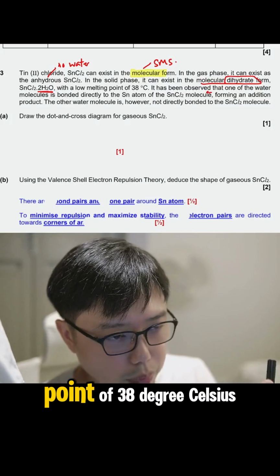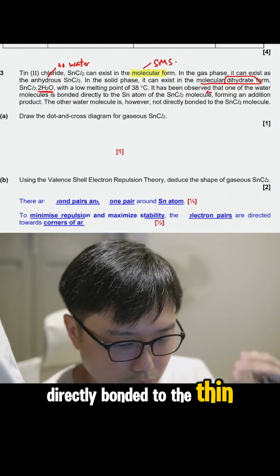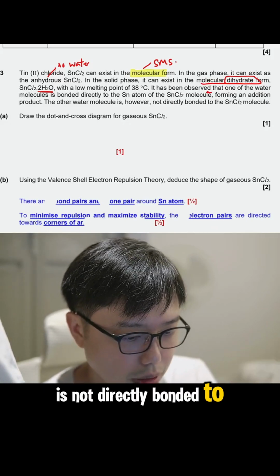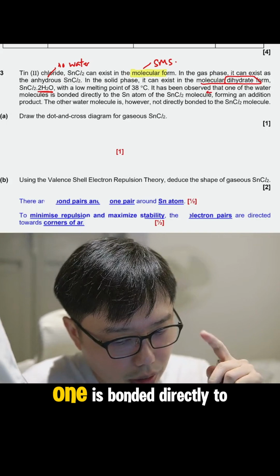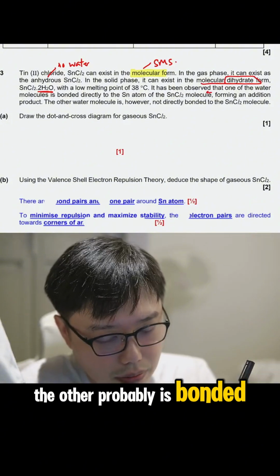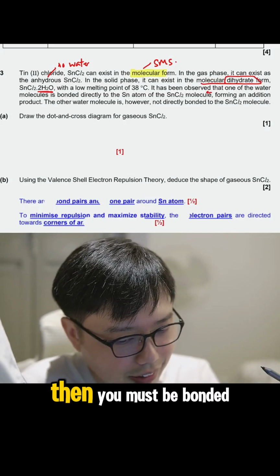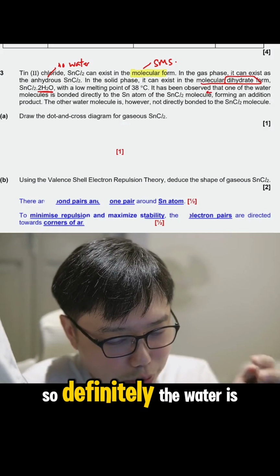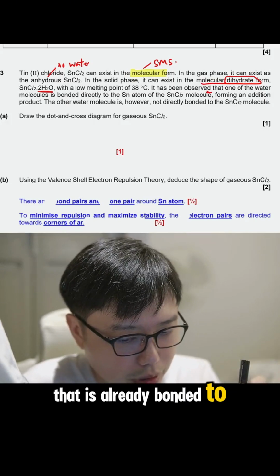It has a low melting point of 38 degrees Celsius. It has been observed that one of the water molecules is directly bonded to the tin atom, forming an addition product. The other water molecule, however, is not directly bonded to the tin chloride molecule. So there are two molecules of water: one is bonded directly to tin, the other is not. The other is probably bonded via hydrogen bonding to the first water molecule, because if it's not bonded to tin chloride, then it must be bonded to the water. Otherwise, why would there be two molecules of water?